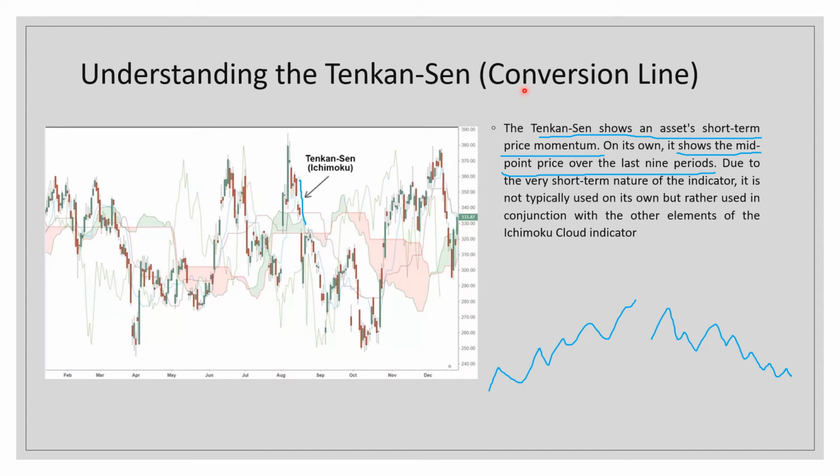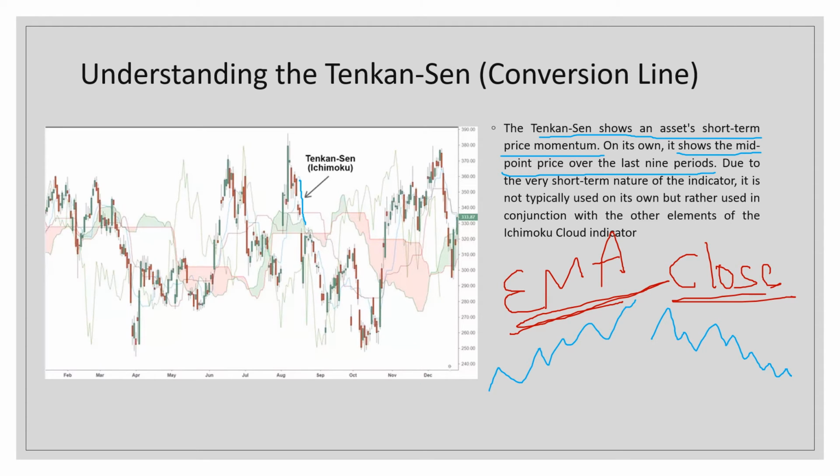This conversion line of the Ichimoku system is different from an EMA, exponential moving average, or simple moving average. Why so? Because generally EMAs and SMAs are based on the closing price of a candle. But the conversion line of the Ichimoku system is based on the midpoint price over the last 9 periods.